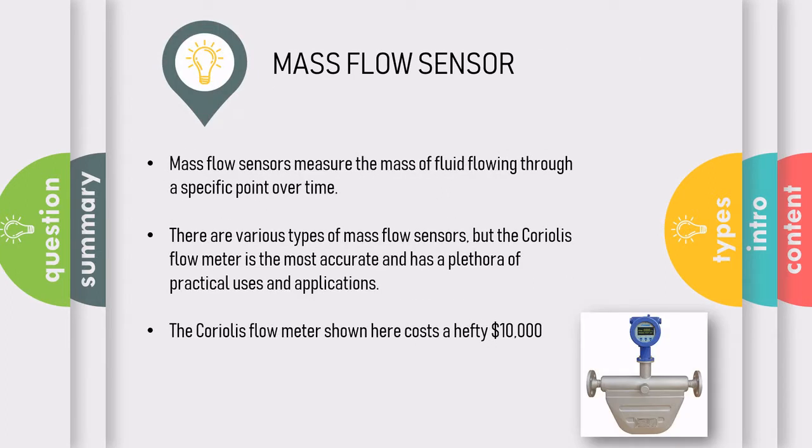Mass flow sensors measure the mass of fluid flowing through a particular point over unit time. The Coriolis flow meter is most commonly used due to its high accuracy and practicality, although it can fetch a hefty price tag.